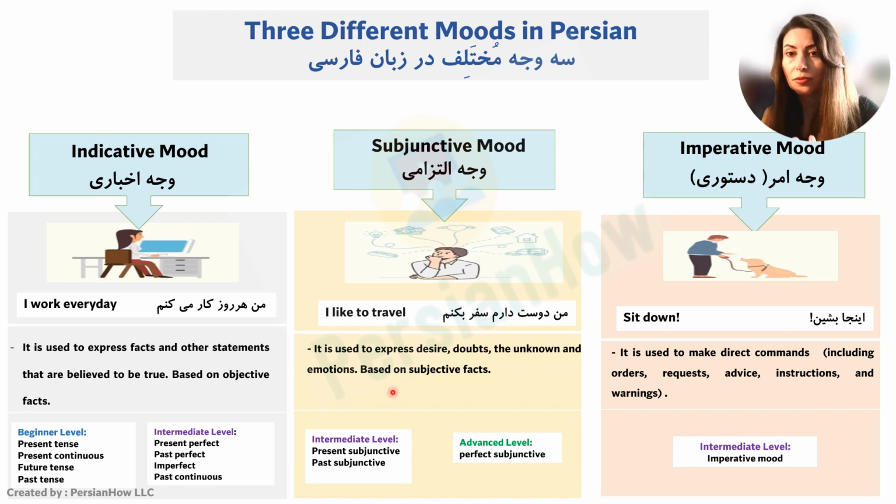And then in Farsi, we have 3 different subjunctive modes. We have the present subjunctive, and then the past subjunctive and perfect subjunctive. But don't worry about this for now. These are for other lessons. In this lesson, we are going to cover the imperative mode, which is the 3rd mode. وجه امر, or we also call it وجه دستوری. This is used to make direct commands, including orders, requests, advice, instructions, warning. So this is the mood that we are going to learn in this lesson.